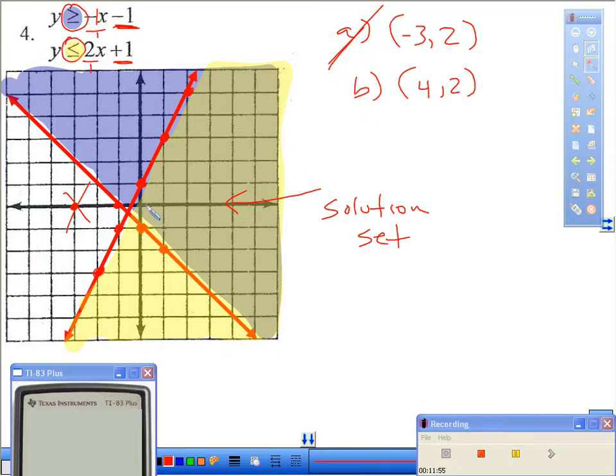If I find 4, 2, 1, 2, 3, 4, up 2, this is in the overlapping section of that graph, which means that that is a solution to the system of inequalities, meaning it would make both of the inequalities true if we substituted the ordered pairs x and y values in.